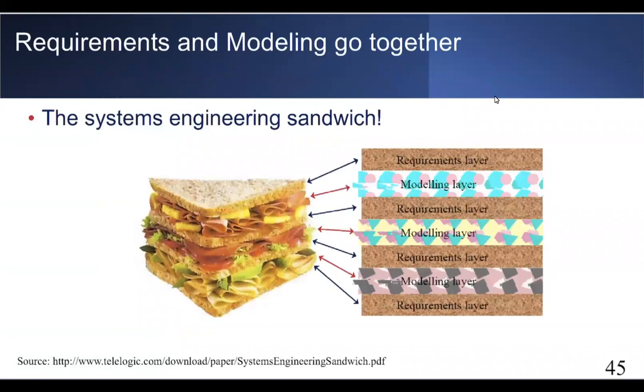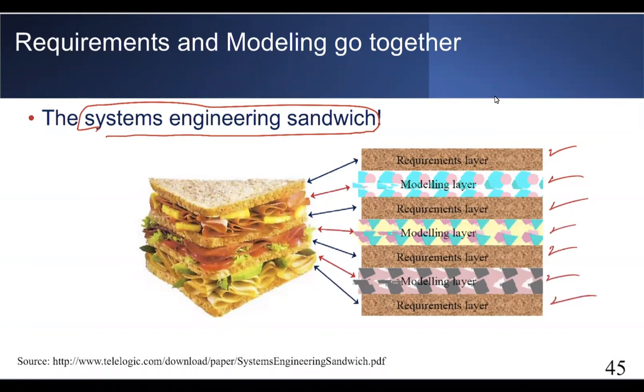So requirements and modeling actually go together. In the field of software engineering, we use the notion of the system engineering sandwich. What is the system engineering sandwich? We have multiple layers of requirements and modeling, requirements and modeling, and so on. So you do have requirements and then you perform modeling of the requirements, mainly for functional requirements. They build on top of each other based on the tasks and subtasks involved in the project.